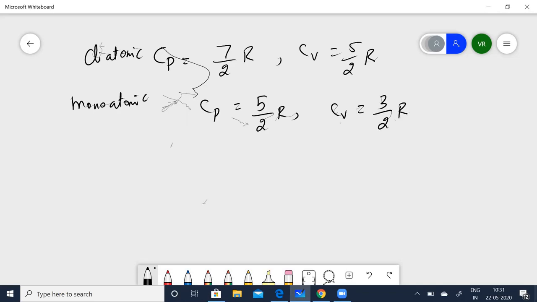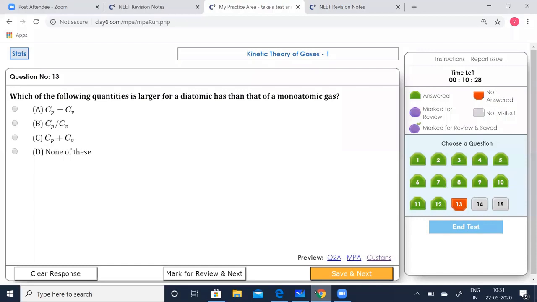So obviously, now see which can be the correct. Cp minus Cv can't be more. Cp by Cv also cannot be more. So Cp plus Cv will be giving you a larger quantity, right? So Cp plus Cv should be the correct option. Save that. Go to the 14th one.